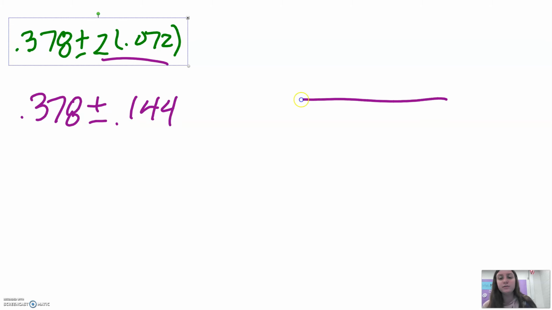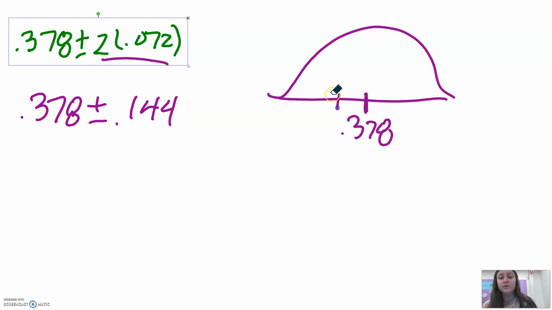So essentially, here's our center, 0.378. Here's our curve. We think within 2 standard deviations, which is this number, 0.144, is where most of our data is, or our 95% confidence is going to be there. So we're going to add 0.378 plus 0.144, and that gives us 0.522.